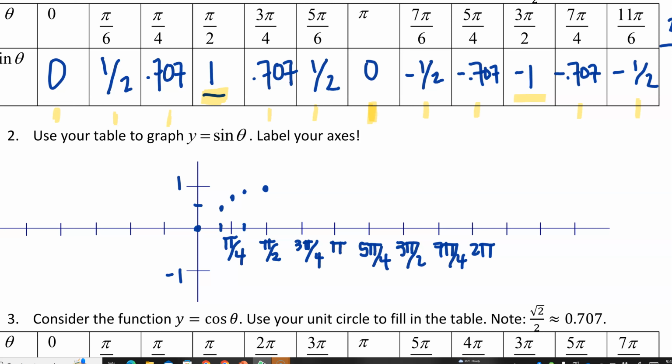Okay, at 3 pi over 4, I'm back down here to that root 2 over 2. At pi, I'm going to be down to a 0. At 5 pi over 4, I'm going to be at negative 0.707. At 3 pi over 2, I'm going to be down here at a negative 1. At 7 pi over 4, I'm going to be at a negative 0.707. And then at 2 pi, I'm going to be back at 0. Yes? Okay. So what do you see about this beautiful graph?